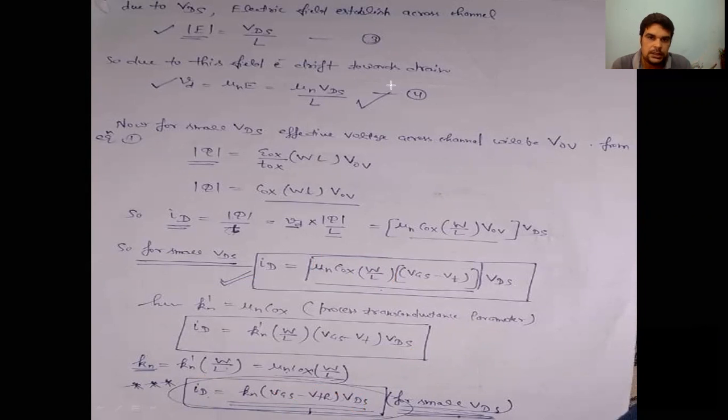Now the term mu n into Cox is denoted by Kn dash. This is known as the process transconductance parameter. So Kn is nothing but equal to Kn dash into W upon L. We can use any of the notations, whether we want to use Kn or Kn dash. It's up to the student.